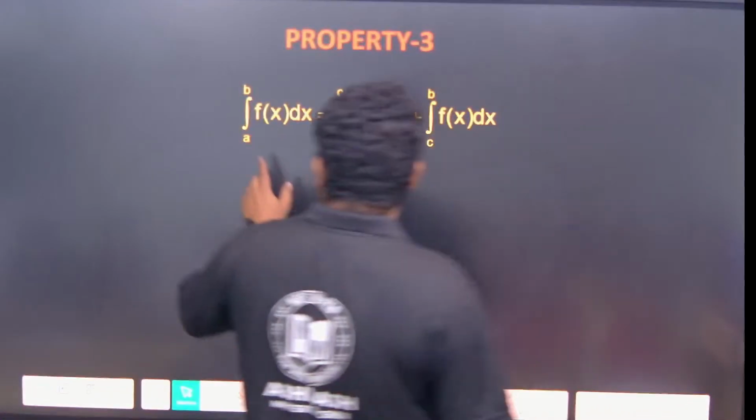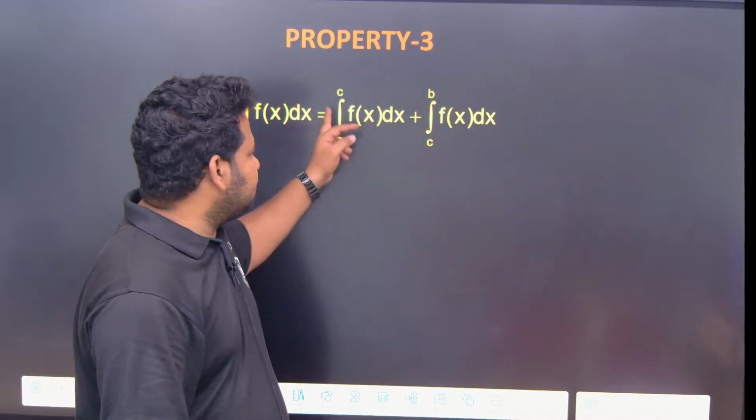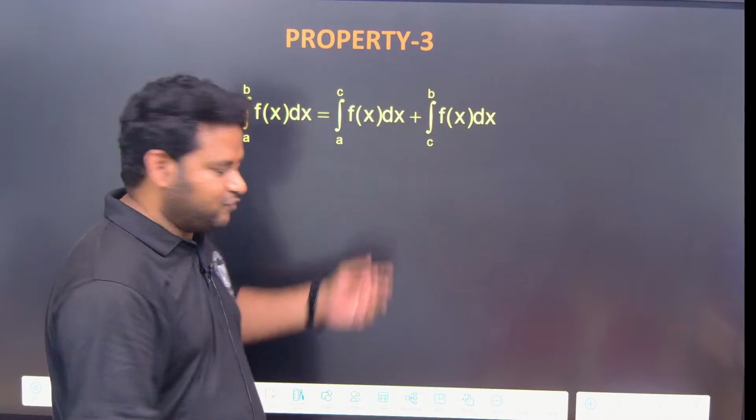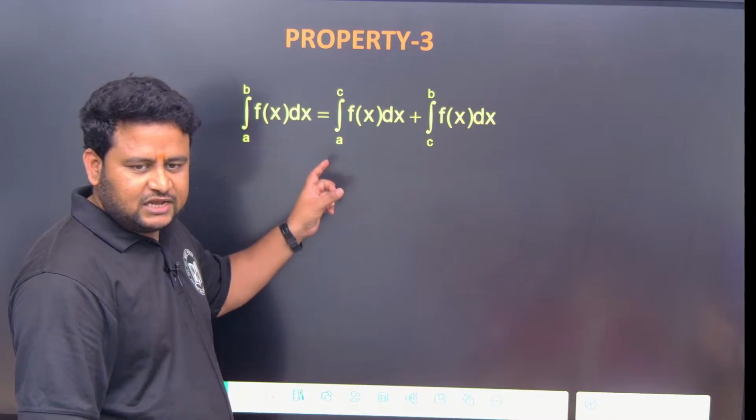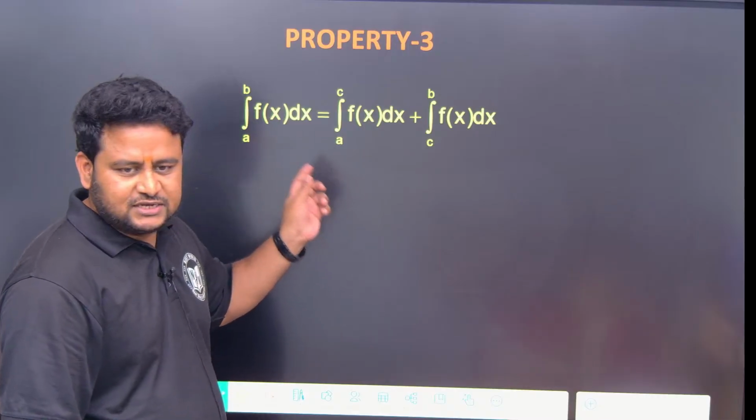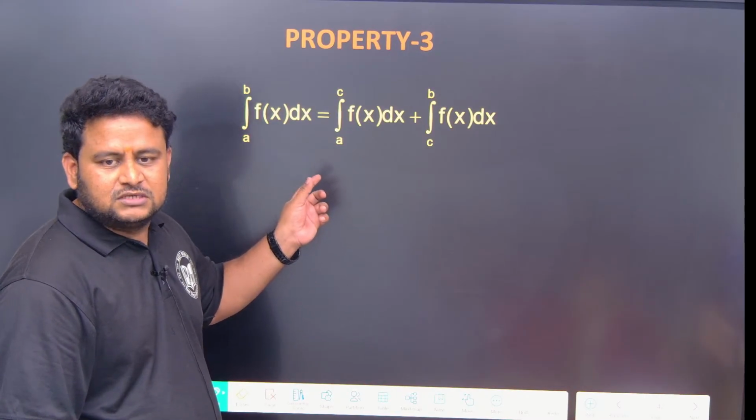Next is a to b split into a to c and c to b. This is applicable for which kind of functions? The piecewise defined functions, modulus functions, fractional value functions, and also step functions.